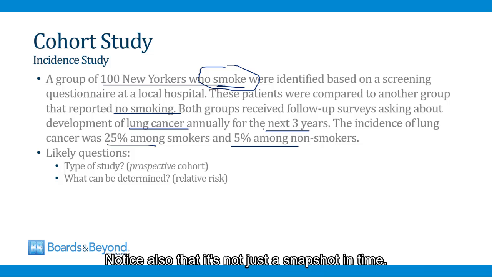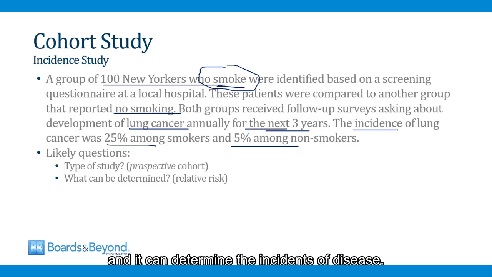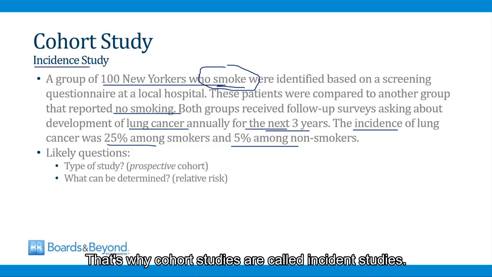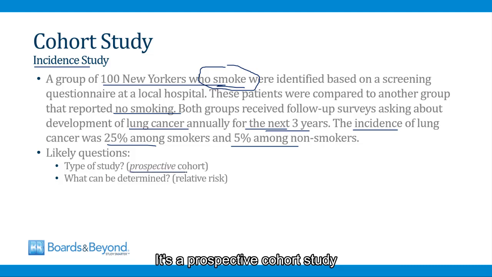Notice also that it's not just a snapshot in time, it follows them over 3 years, and it can determine the incidence of disease. That's why cohort studies are called incidence studies. So likely questions are, what type of study is this? It's a prospective cohort study, and what can be determined?